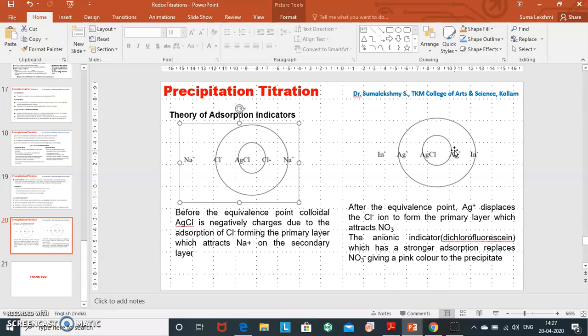So when we add silver nitrate to a chloride solution, initially silver chloride will be surrounded by chloride ion as the primary layer. When the titration is complete, then there will not be any more chloride ion. In this case, silver chloride will be surrounded by Ag+ ion as the primary layer, and NO3- will be in the secondary layer. But since the adsorption of nitrate ion is weak, it will be displaced by the indicator, an anionic indicator, which gives a different color. So this is the principle of the adsorption indicator.